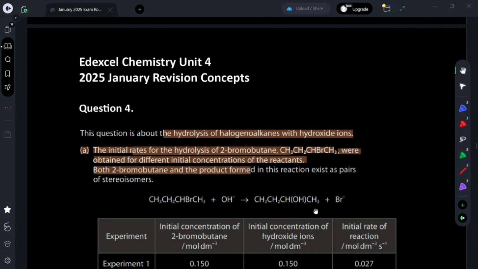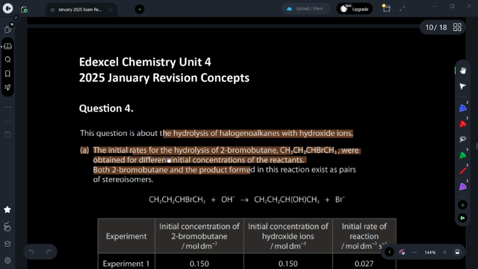Question number 4. Let's see question number 4. What does the examiner want us to understand before the Unit 4 exam chemistry come January 2025? This question is about the hydrolysis of halogenoalkanes with hydroxide ions.